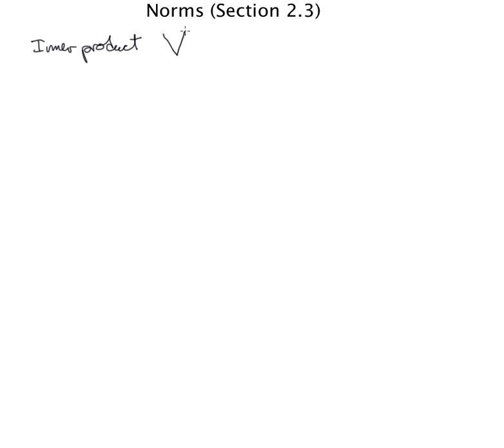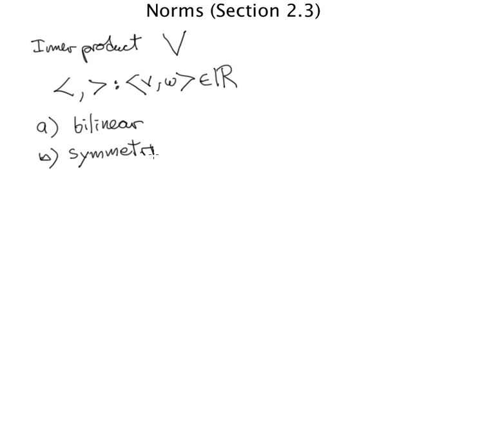So we have a vector space V, and an inner product is a map which takes V cross V. You can plug in two vectors and get a real number, and it satisfies three conditions: bilinear, symmetric, and positive.